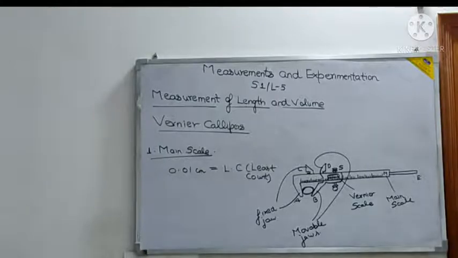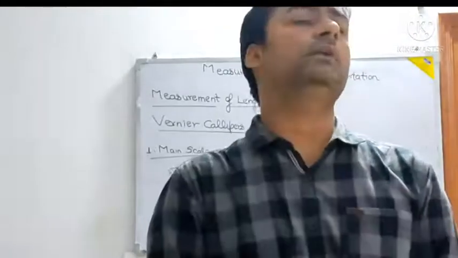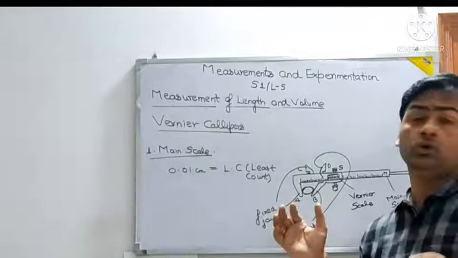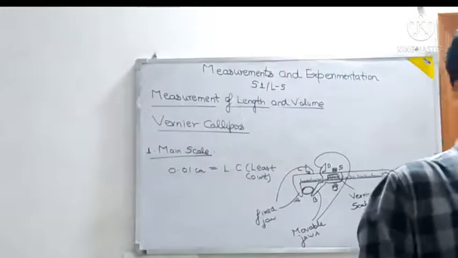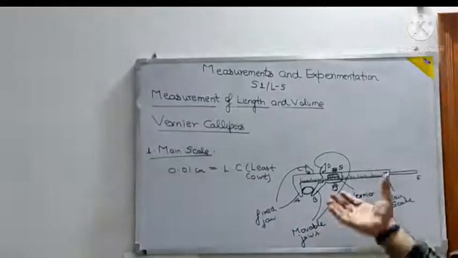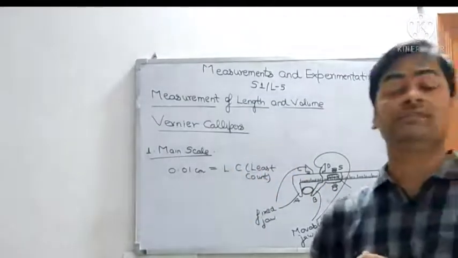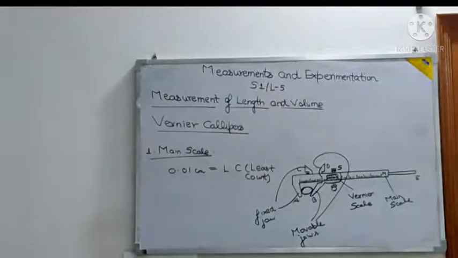Now see, different vernier calipers come with different least counts. But for your understanding, whichever questions you will be solving, and when you are doing experiments in the laboratory also, you will be using the process of calculating the number of divisions to calculate the least count for that instrument. Okay, so this is about the main scale.